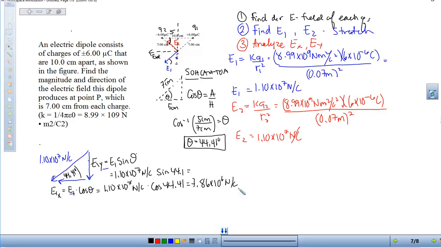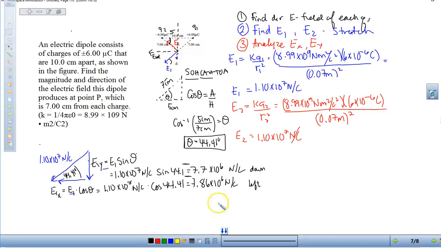Times sine 44.41. And this is 7.7 times 10 to the 6th newtons per coulomb. I'm just going to double check that. Okay. All right, now that I got the x and y, I look at the signs. Notice this is going left and this is going down. So these are both going to be negative numbers because this one is down and this is left.